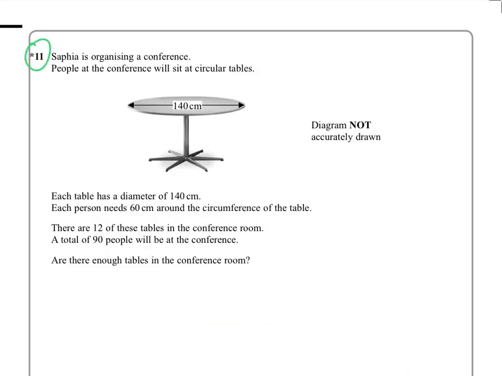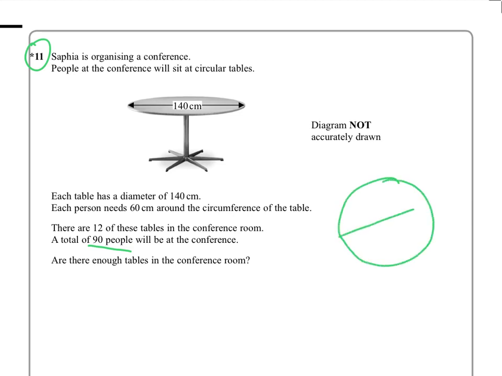So, a quality of written communication question. It says each table has a diameter of 140 centimetres. Each person needs 60 centimetres around the circumference of the table, and there are 12 of these tables in the conference room. There's going to be a total of 90 people, and you've got to say, will there be enough tables in the conference room? Well, let's have a look at one specific table.